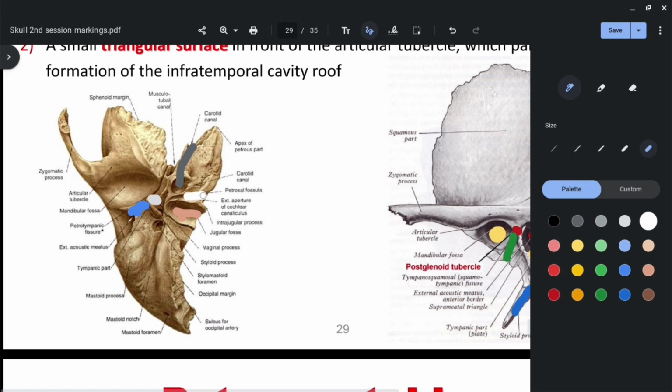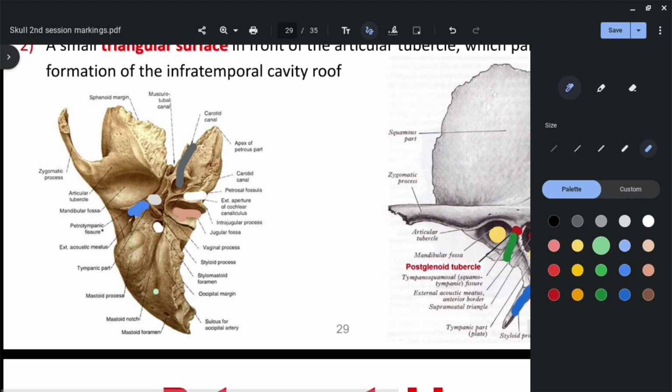Then we move to this styloid process. As you remember, this is the styloid process, and this is the mastoid. So in between the styloid and the mastoid we have this stylomastoid foramen. This is the stylomastoid foramen for the exit of the seventh cranial nerve, which is the facial nerve. Here we have this mastoid process.